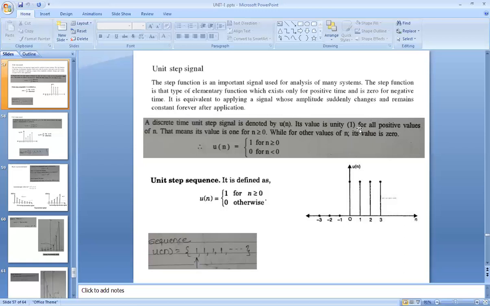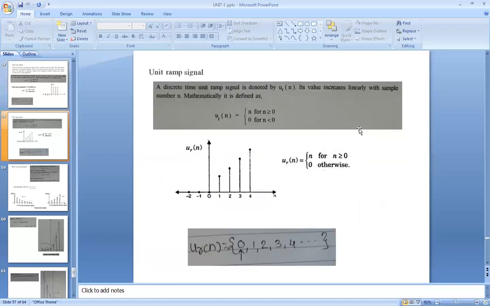Now the third signal is the unit ramp signal. A unit ramp signal is denoted by ur of n. Its value increases linearly with samples of n. Mathematically, it is defined as ur of n is equal to n for n greater than or equal to 0, and ur of n is equal to 0 for n less than 0.